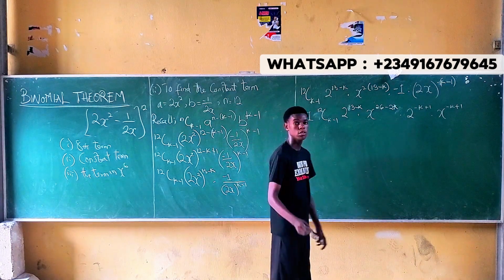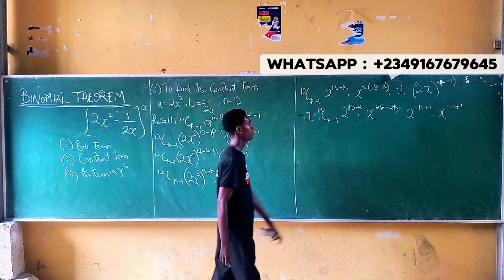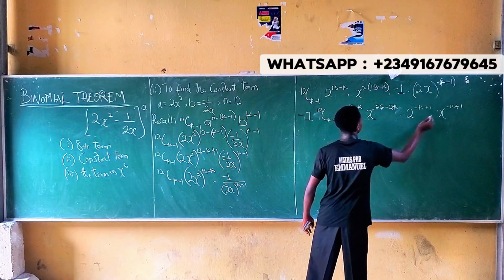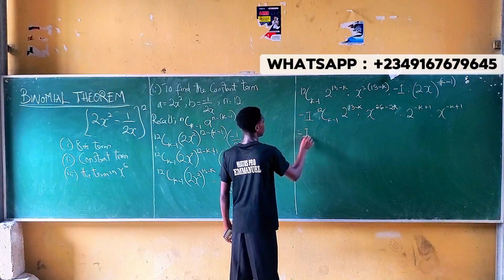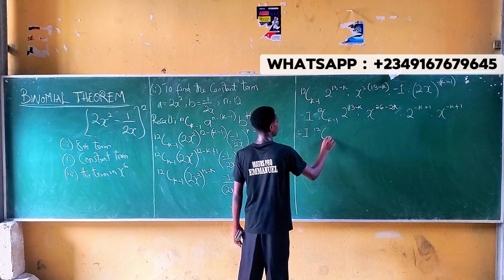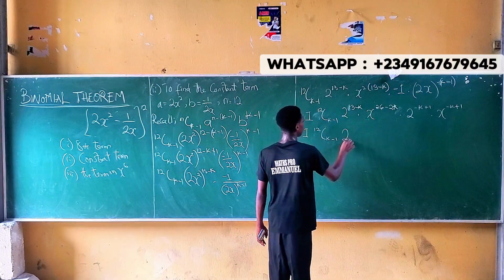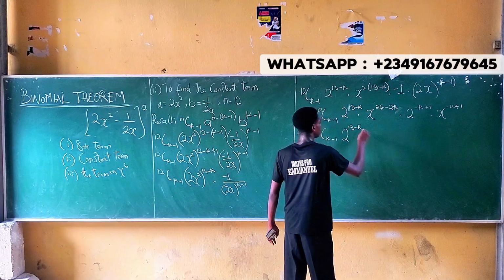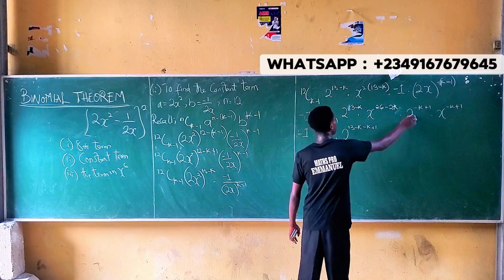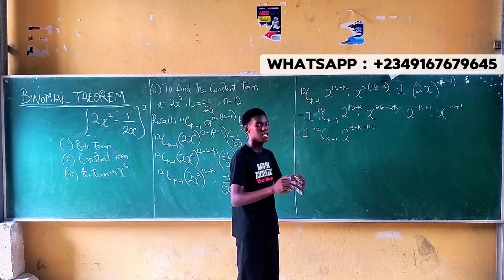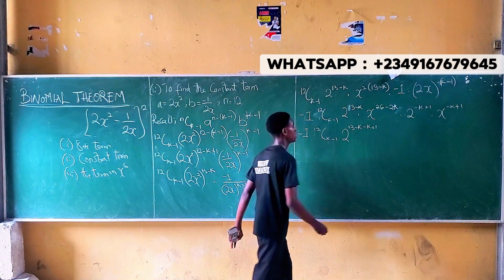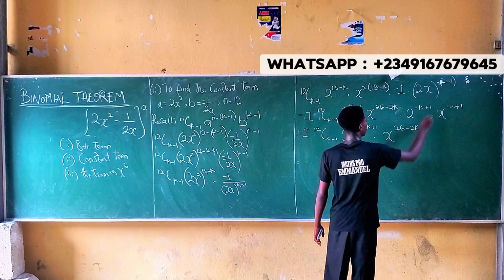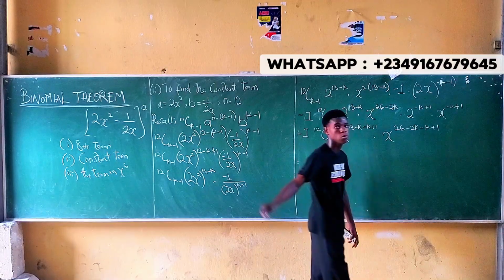Now, let me bring the ones with the same base together. This one and this one have the same base, and this one and this one have the same base. So I'll have minus 1, 12 combination k minus 1. And then here I'll have 2 raised to the power of 13 minus k. You also have 2 raised to the power of this, so I'll add them together. This will now be minus k plus 1. I just added the index. Remember, with indices, when the bases are the same and you're multiplying, you add the index. Now for x, I'll have x raised to the power of 26 minus 2k, and I'll add this, minus k plus 1.